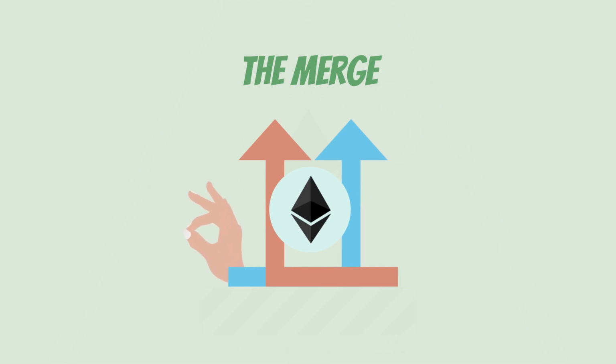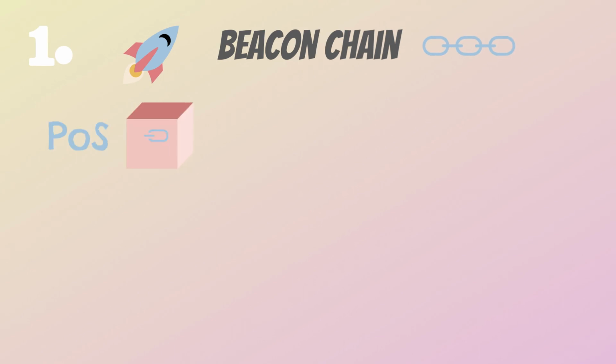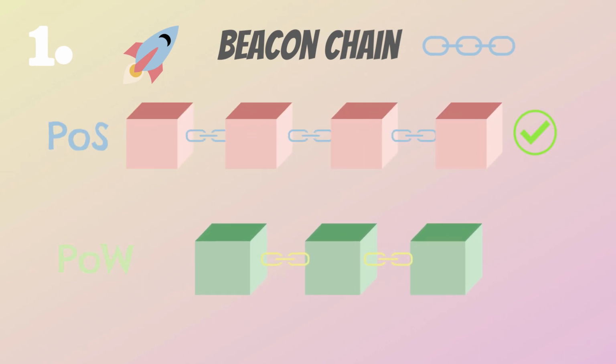Now, the merge is one major part of the Ethereum 2 upgrade, but the entire upgrade plan consists of three main phases. First is the launch of the Beacon Chain. This is a proof-of-stake blockchain that the Ethereum network will switch to when it transitions out of proof-of-work.